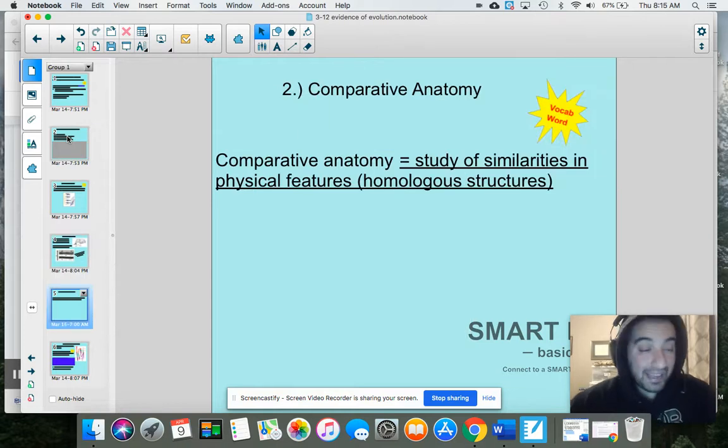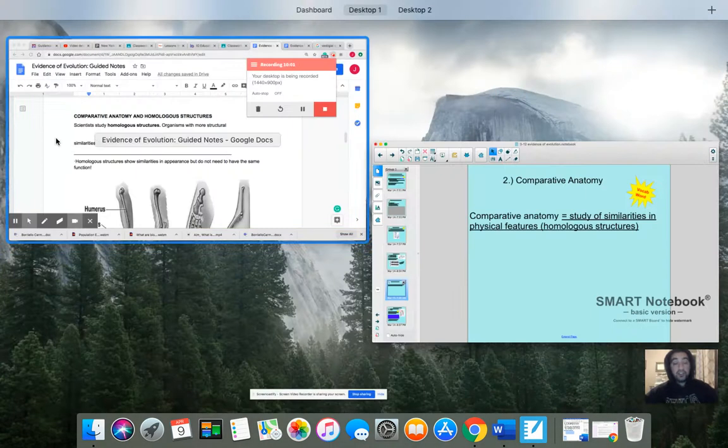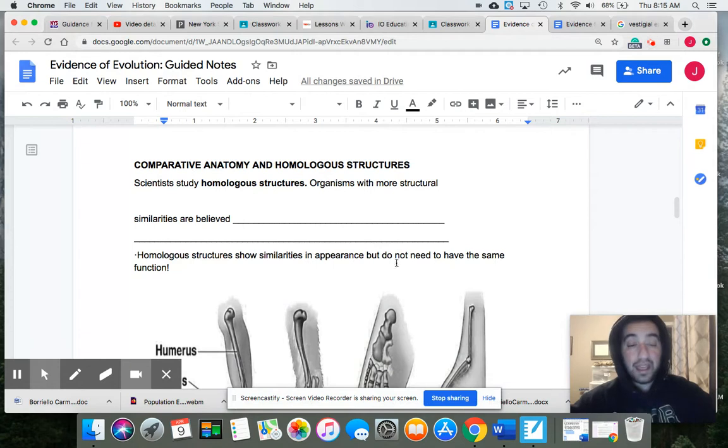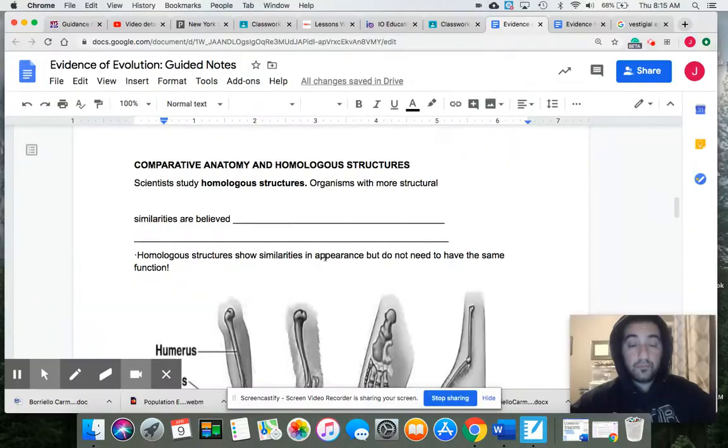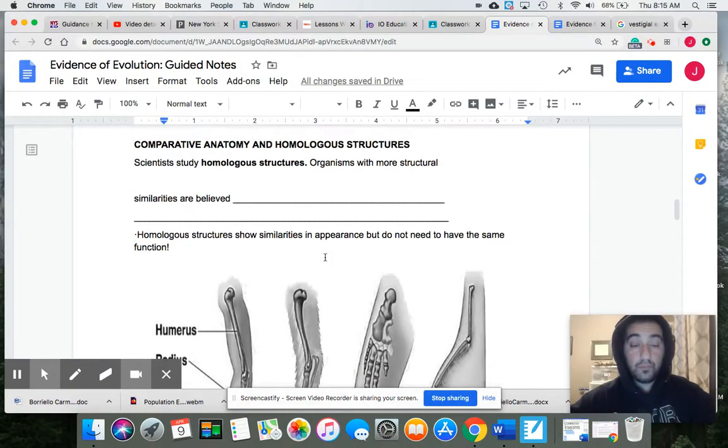Okay, the second piece of evidence that supports evolution is comparative anatomy. Comparative anatomy is defined as the study of similarities in physical features, or what we also call homologous structures. So in your guided notes, go ahead and... well, let me check that. I take that back. You do not have to write that down because that definition is already in your guided notes.